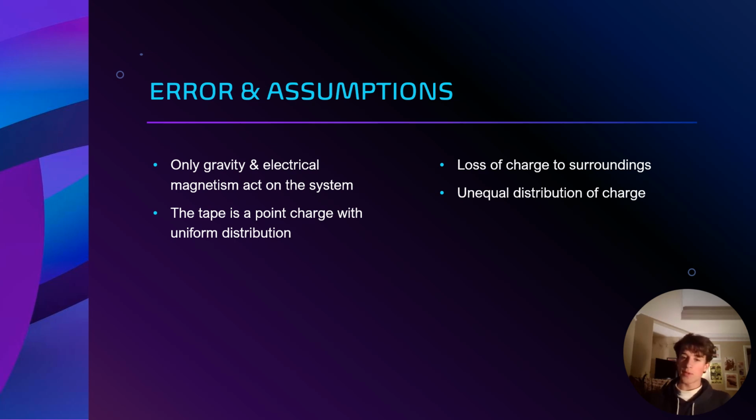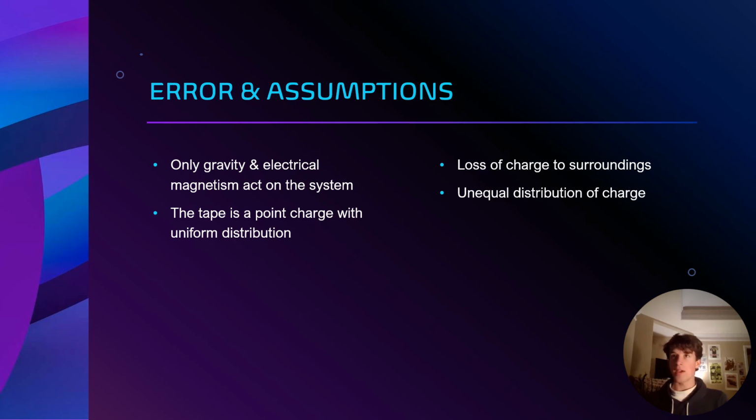So what assumptions did we make and what errors did they contribute? We assume that only gravity and electromagnetism act on the system, which is the top tape. This doesn't account for things like air resistance and drag that on such a lightweight piece of tape would probably make an impact. We also assume that the tape is just a point charge with uniform charge distribution, when really different parts of the tape would be higher in charge or lower in charge, and the geometry of that is just too complex for us to accurately calculate, so we make this assumption.